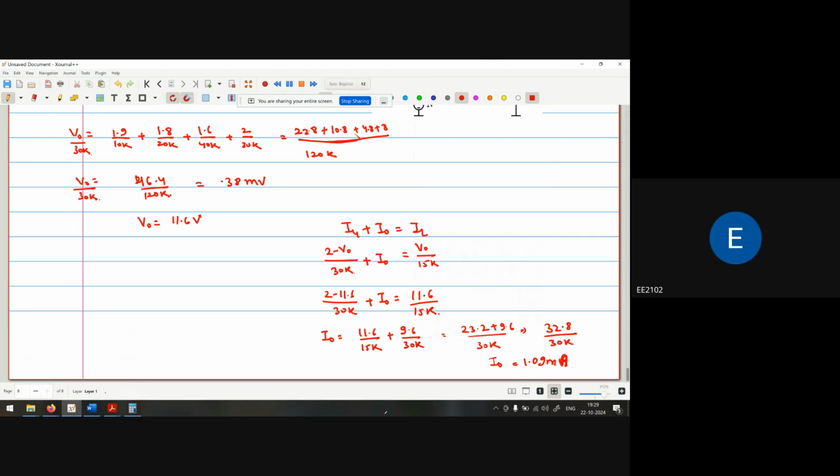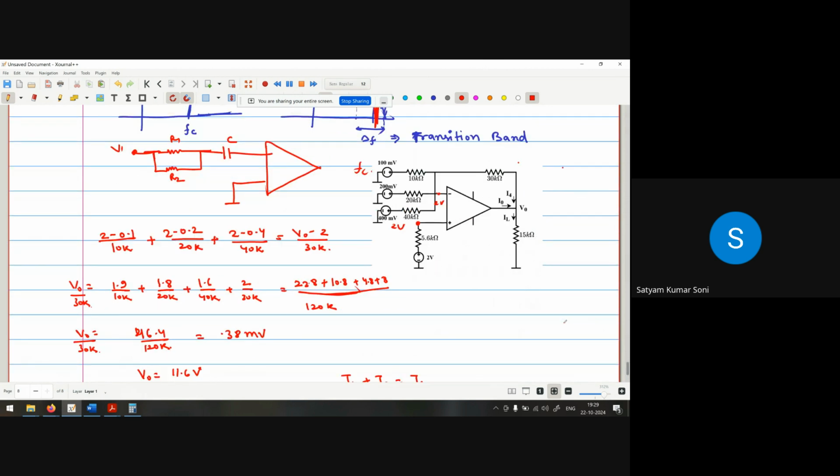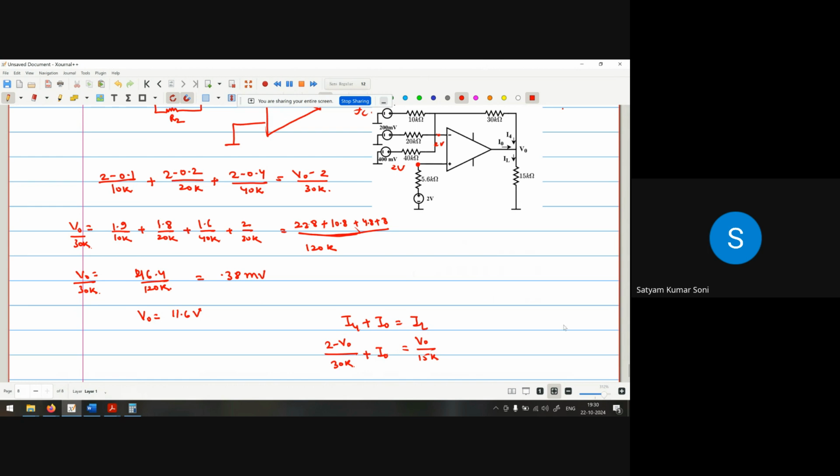Yes, sir. In the first line from the starting, could you scroll up? First line. Yes, sir. In the KCL equation, do we write 2 minus V naught by 30K or V naught minus 2 by 30K?